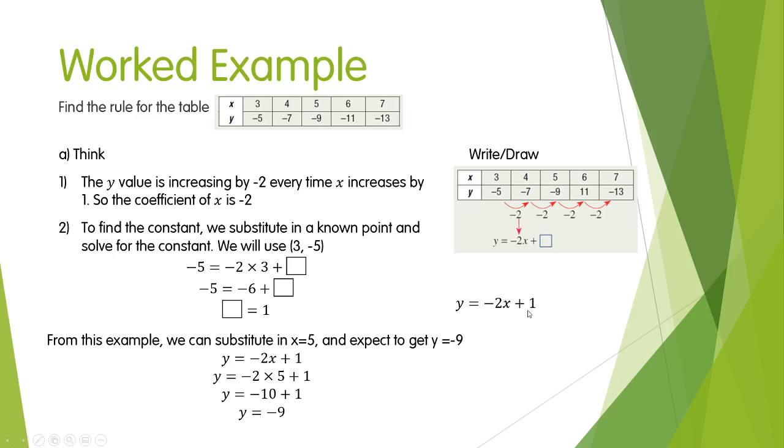And again, we can substitute in. I just picked this value in the middle, 5 and negative 9. And I tested it. Negative 2 times 5 plus 1, negative 10 plus 1 is negative 9. So we know it's correct.